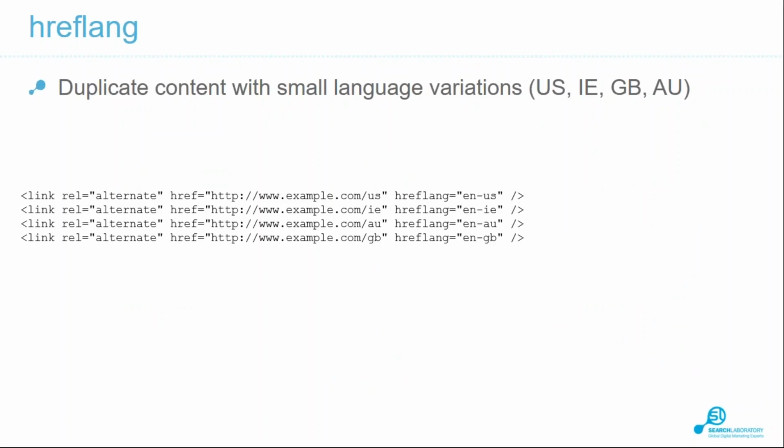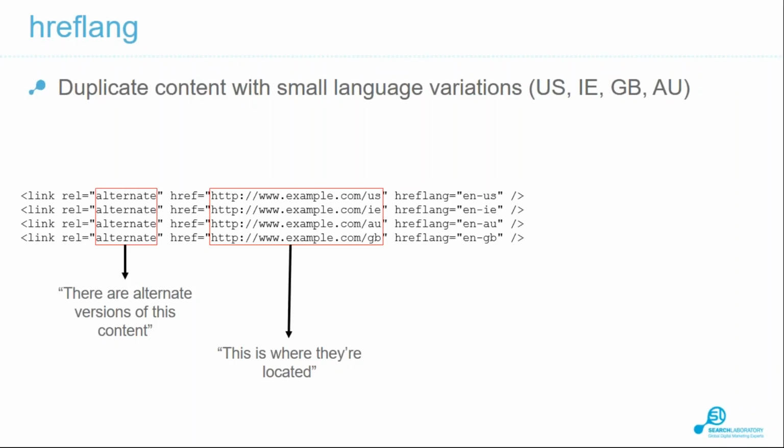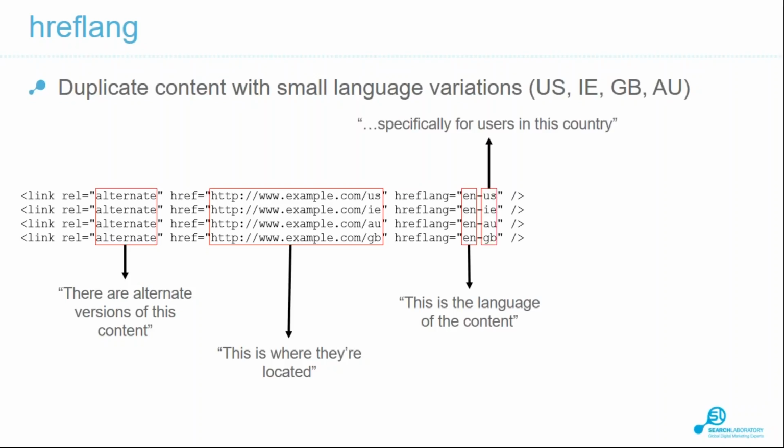So what we would use is the hreflang tag. Now this is an example of the hreflang tag as it would be applied within the physical source code of the page. Now I'm just going to break this down so we can understand exactly what's happening within this code. So we've got 4 lines of hreflang code here targeting our 4 different versions of English content. This section of the code is basically saying we have alternate versions of this piece of content. This section is saying this is where they are located. This part here is saying this is the language of those pieces of content, and this section here is saying it's specifically for users in this country.